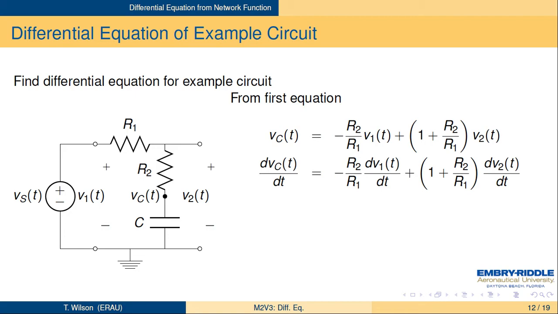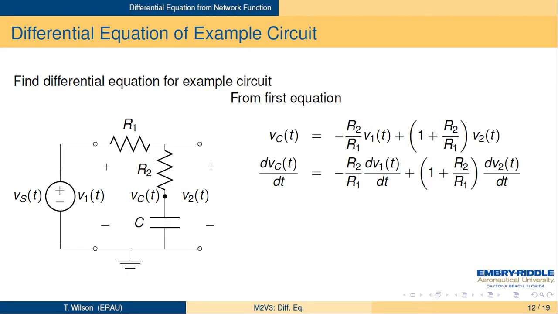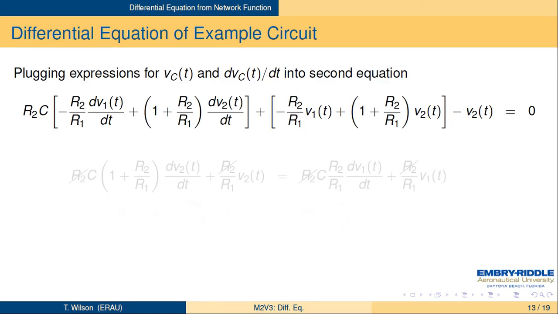And so we're going to take both of those, vC of t and dvC dt, and plug them back into the second equation. We've solved those from the first equation, so we're going to plug them back into the second equation for vC of t and dvC dt, so we just get an expression in v1 and v2.